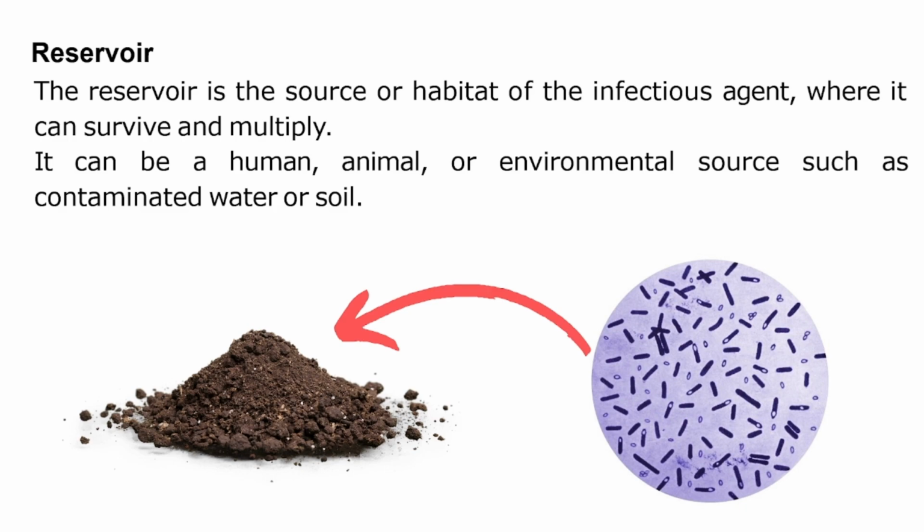Reservoir. The reservoir is the source or habitat of the infectious agent where it can survive and multiply. It can be a human, animal, or any environmental source such as contaminated water or soil. As you can see in this picture, there is the Clostridium tetani, and it can survive and multiply in the soil.